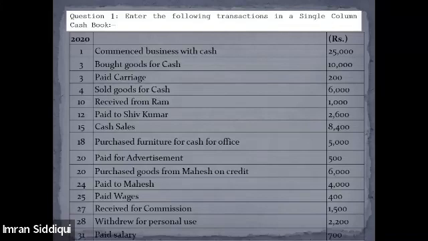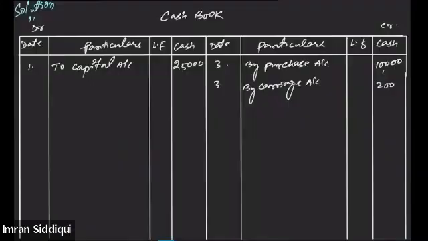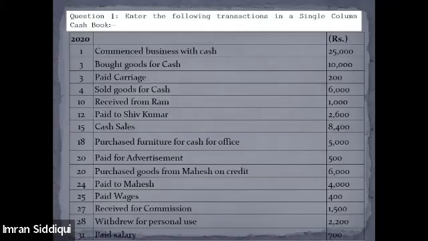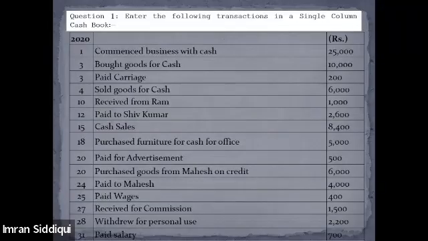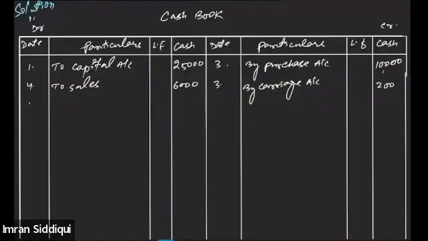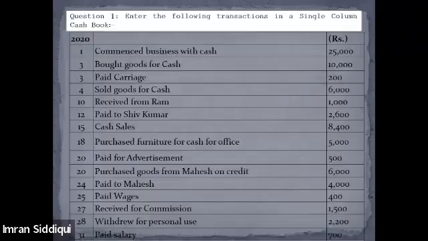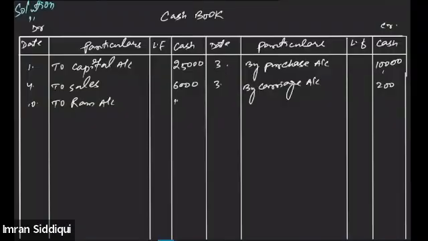Then it says on 4th of the month, sold goods for cash. So on 4th, to sales, right? And amount was 6,000. Next item is received from Ram. Received means there is an inflow of cash, right? So we'll write it as to Ram account. Amount is 1,000.